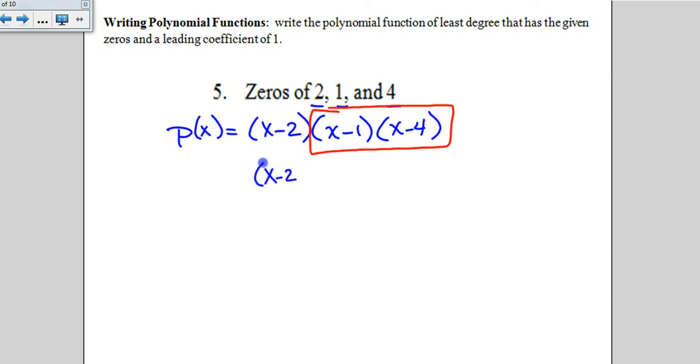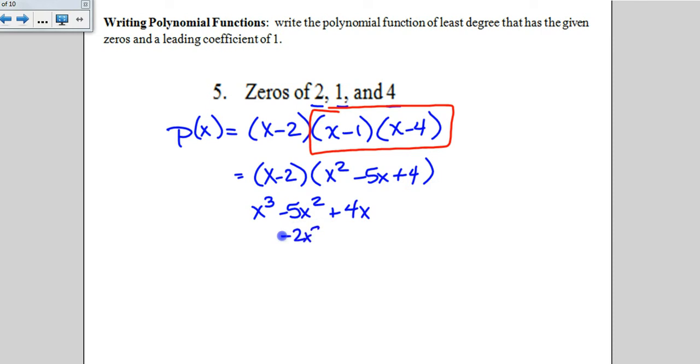And you get x minus 2. And then multiplying that binomial times that binomial, you get x squared minus 5x plus 4. And now we're going to have to do some more distribution. X times everybody gives you x to the third minus 5x squared plus 4x. And then -2 times everybody gives us -2x squared plus 10x minus 8.